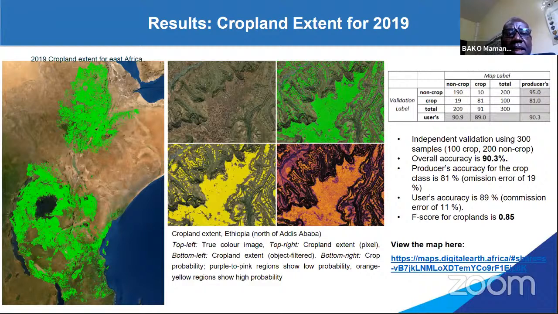So this is the first result that we receive. The first result is related to the eastern part of Africa. We cover 5 countries, namely Kenya, Tanzania, Ethiopia, Burundi, Rwanda. You have the map at your left, and you have some illustrations of the zooms that we did in Ethiopia and of Addis Ababa.